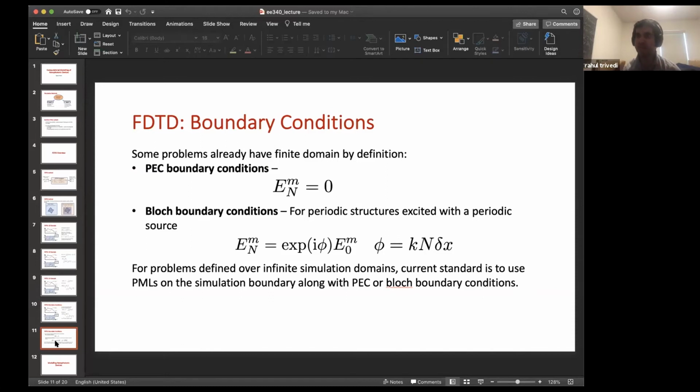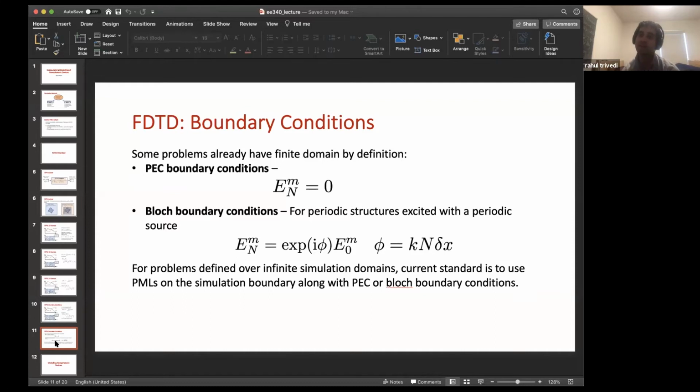10, 20 years back, people did a lot of research on how to handle this radiation boundary condition. There were a lot of absorbing boundary conditions that people came up with that worked fine to some extent. And for structures which confine light pretty well, like cavities, in which the amount of radiation is not very large, you can actually get away with using absorbing boundary conditions. So they are fine to use.